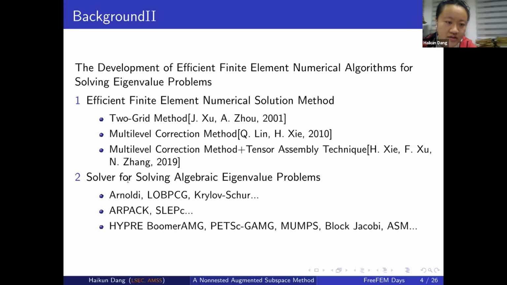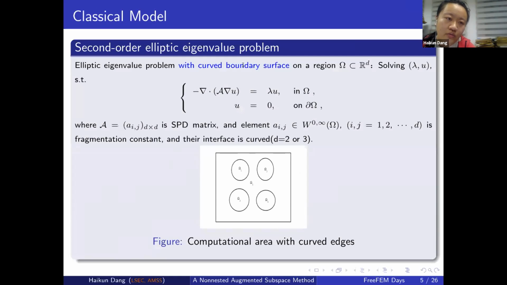And also there are some solvers, or you could call them packages, for solving algebraic eigenvalue problems and algebraic boundary value problems, such as ARPACK, Lis, Hypre BoomerAMG and PASI AMG. We will introduce our method through a classical model. Here we present a second order Laplacian eigenvalue problem, on a computational domain with curved boundary surface in 3 dimensions, and with curved boundary edge in 2 dimensions.